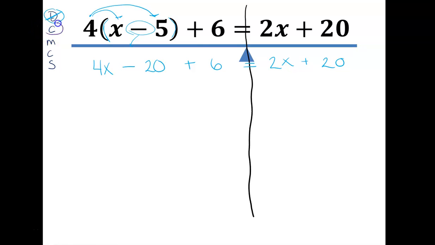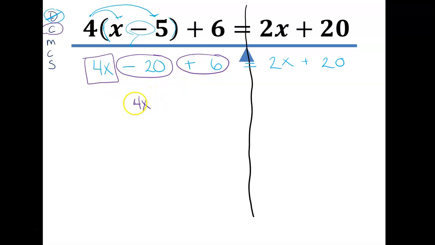Next step. Again, we're going to look at the left and look for any combinations. We're going to look at the right and look for combinations. So over here, I have a letter term. I have a minus 20. I have a plus 6. Look at this, 2 numbers. I can combine those, right? Minus 20 and plus 6.